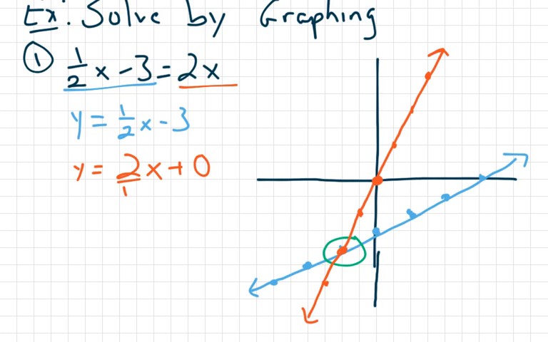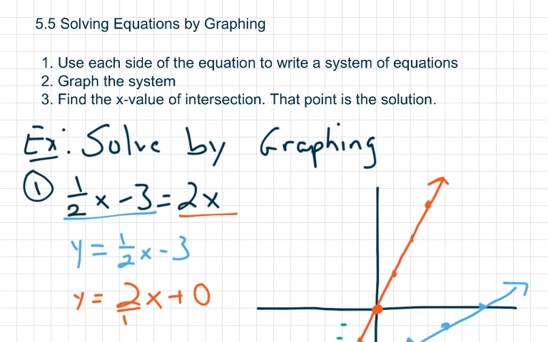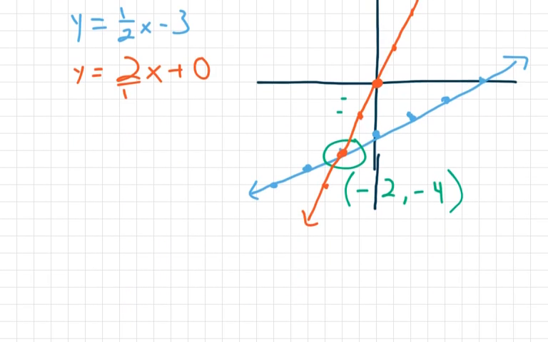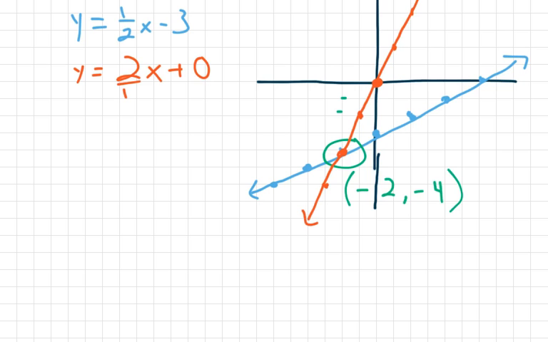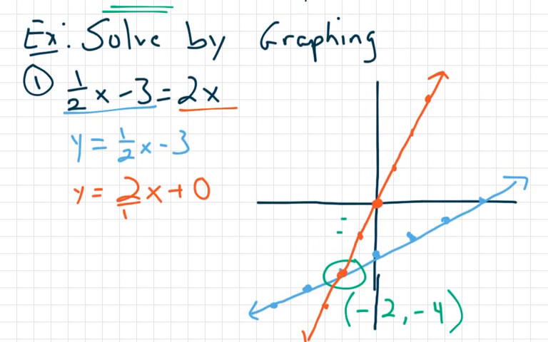There it is. And the coordinates of this point here look like the x value would be -2, the y value 1, 2, 3, -4. Okay, so I have a potential candidate at -2, -4. If we go back to step 3, it says find the x value of the intersection. That point is the solution. Well, what we need to do then is check and see if -2 works in our original equation. So we're going to plug -2 in there and in there.